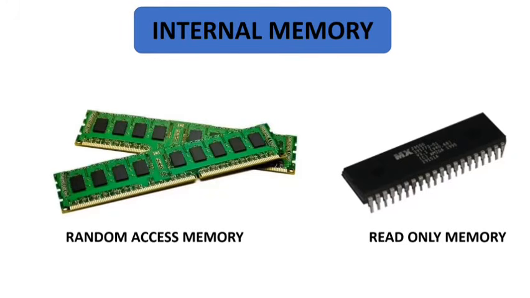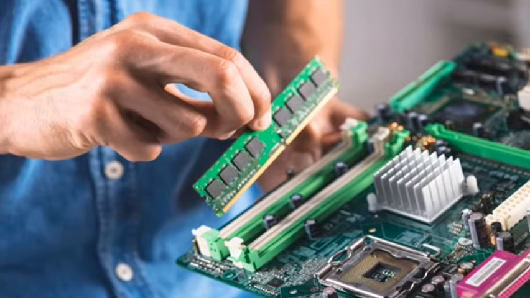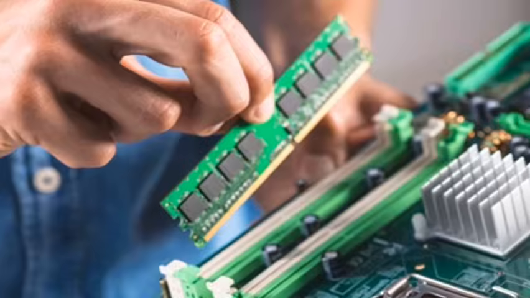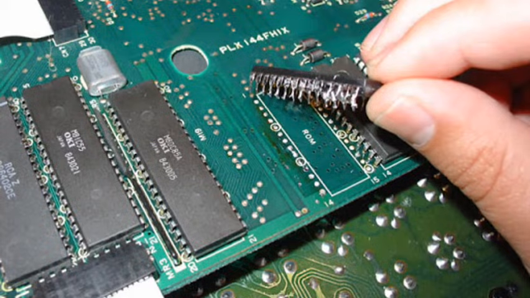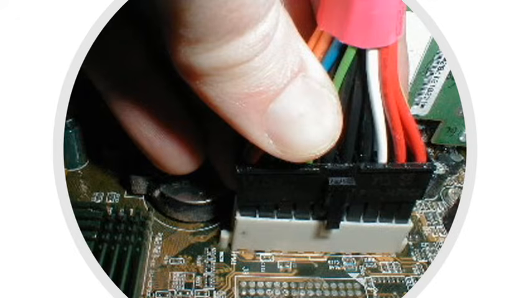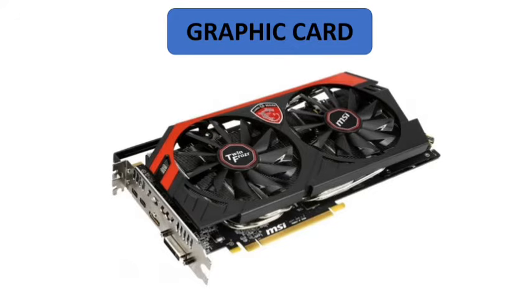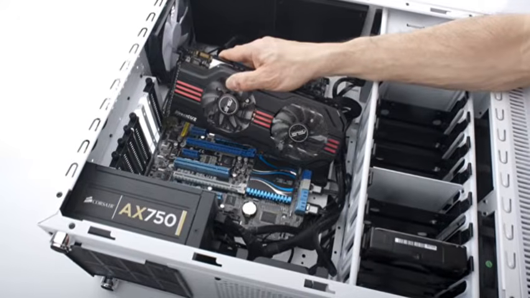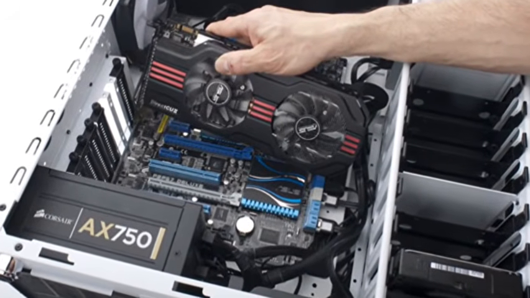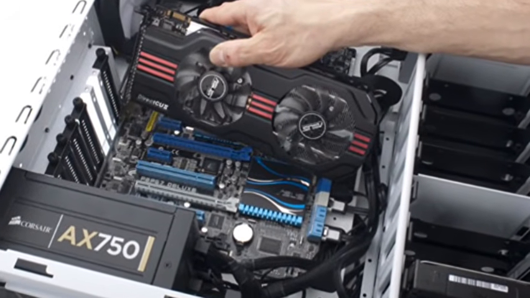Internal memory. Random access memory and read-only memory are the internal memory used to store computer data. RAM is fixed in the slot present on the motherboard. ROM is also pinned on the motherboard. Power supply. Power supply sends power through cables to the motherboard and other components. Graphics card. Graphics card is plugged into the motherboard, and makes the computer display images on the monitor.